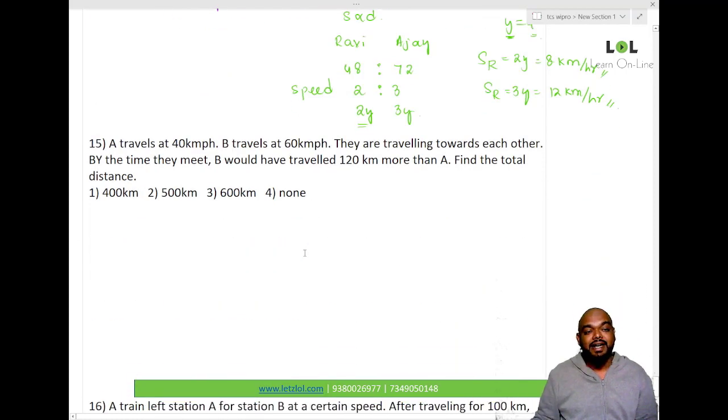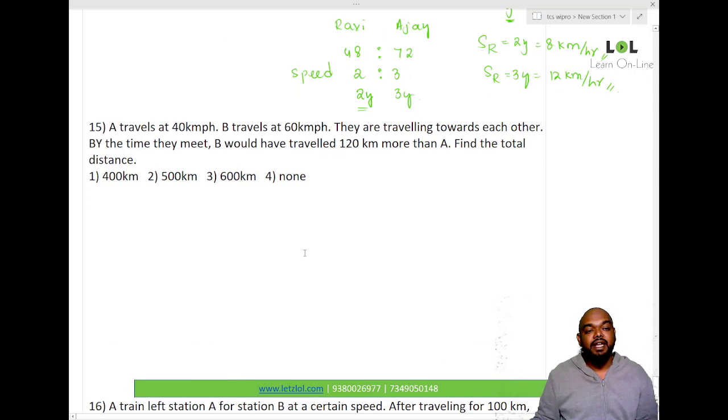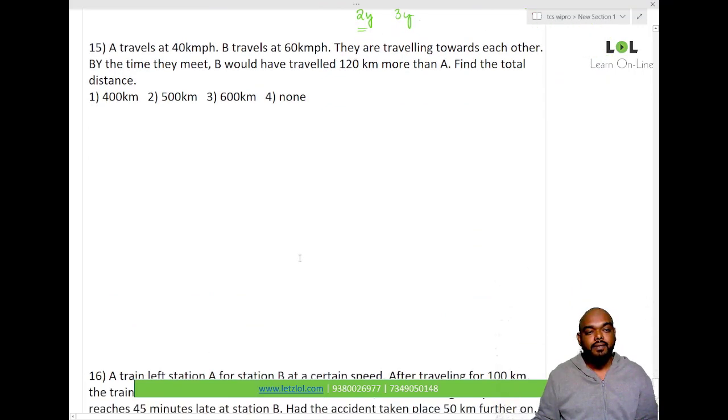Okay. Next, let us continue. So question number 15. What do we have here? A travels at 40 kilometers per hour. B travels at 60 kilometers per hour. They're traveling towards each other. By the time they meet, B would have traveled 120 kilometers more than A.